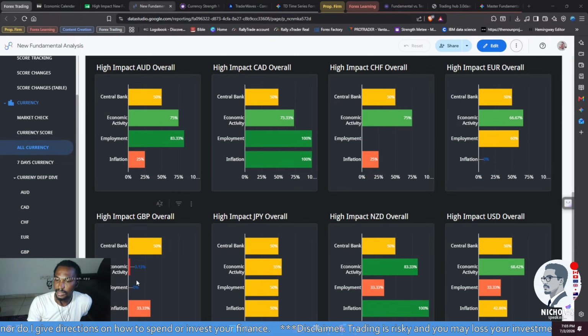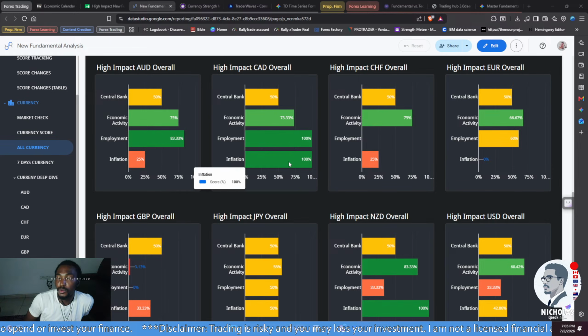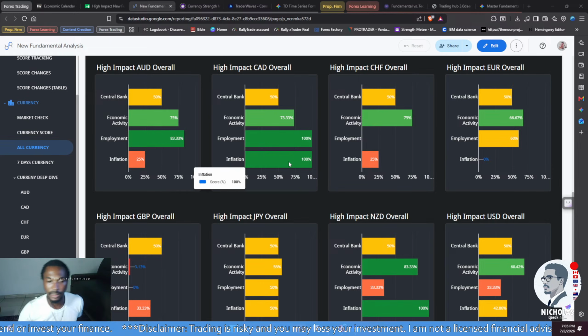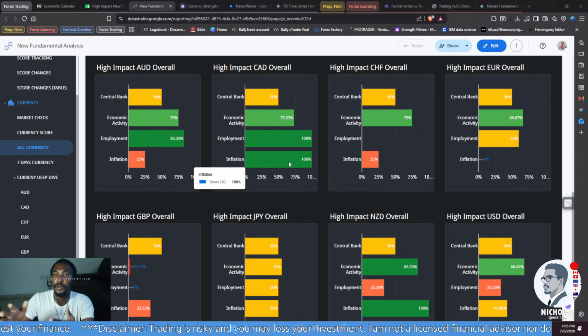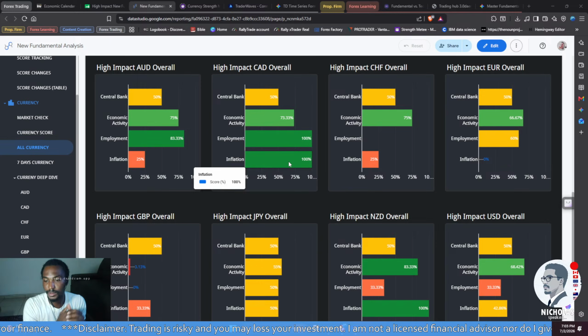And then the economic activity is this bad. The inflation data is this bad. The central bank is flat. Would you take your money to the British pound, or would you take your money to the Canadian dollar, where you see that everything is good? It's simple. You would want to build a company or invest in a company in the Canadian economy compared to the British economy. And what does that mean? Well, let me tell you how.